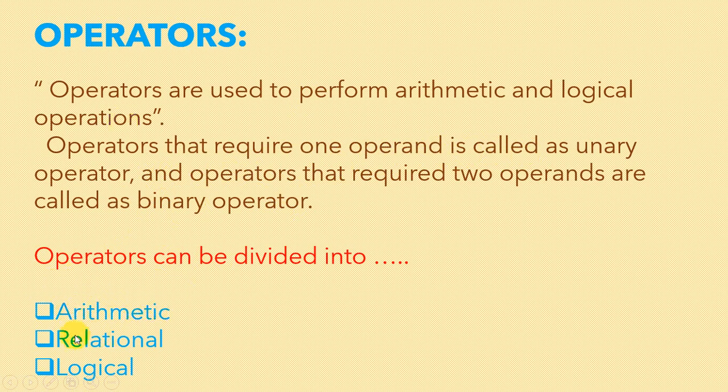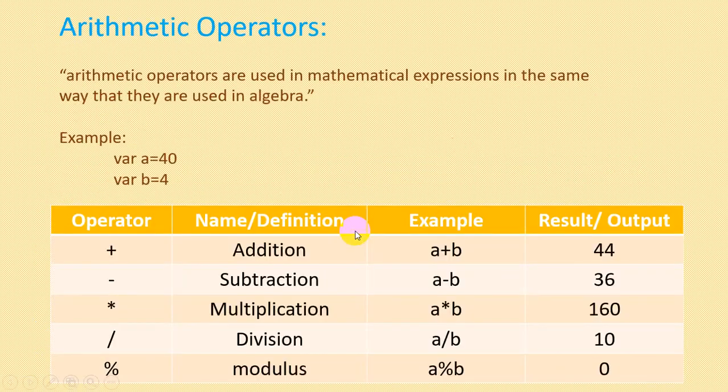Operators can be divided into three: one is arithmetic, one is relational, and one is logical. In today's lecture, our focus will be on arithmetic operators. In different languages, mathematics, or scientific languages, we use operators for calculation, and we have some fixed operators like addition, multiplication, division. These are also supported in JavaScript, so we will see how it works in JavaScript.